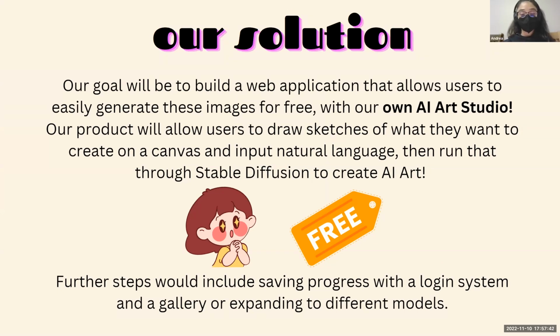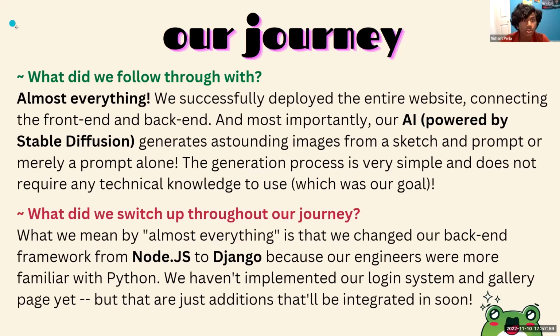Our goal was to create a website where users can freely create AI-generated art by drawing sketches or using input text and having AI generate art for free. We had a lot of goals at the beginning, and we tried to follow through with almost everything. We have customizability for our drawings, and we have a very good high quality model that we're using to generate images for our users. We did switch up some things. For example, we switched up the languages for our backend. We originally were planning on languages such as TypeScript, but we switched to Django because our backend engineers are more familiar with Python, and we thought it would be easier for them.